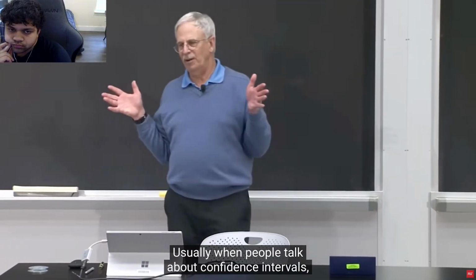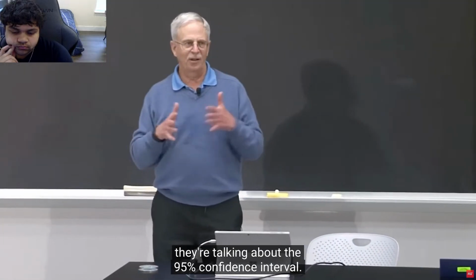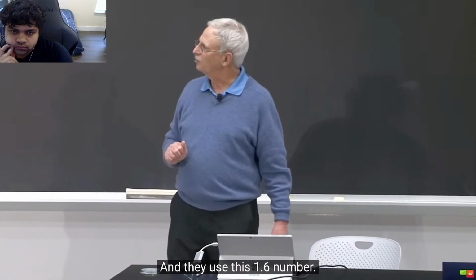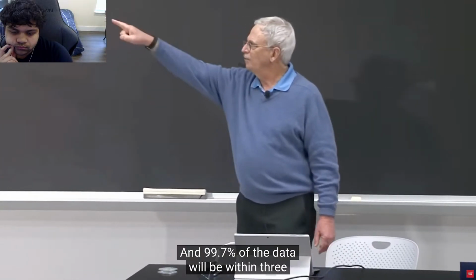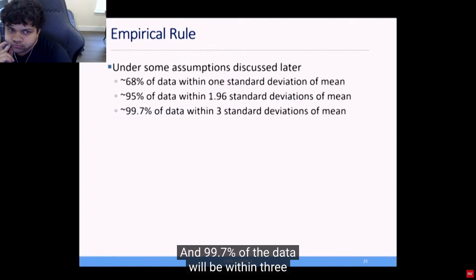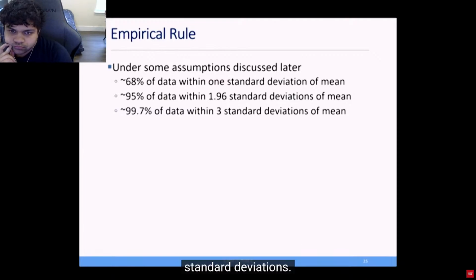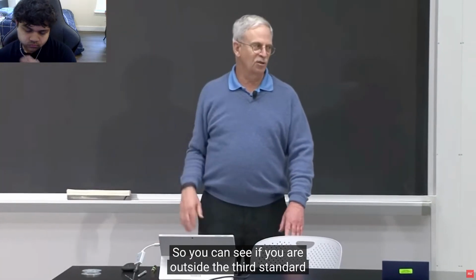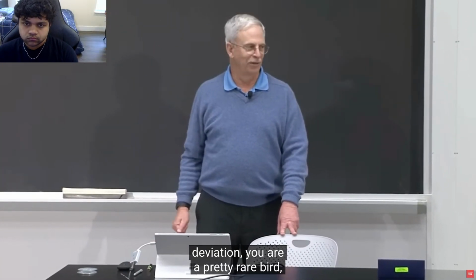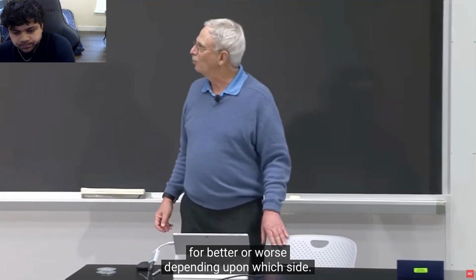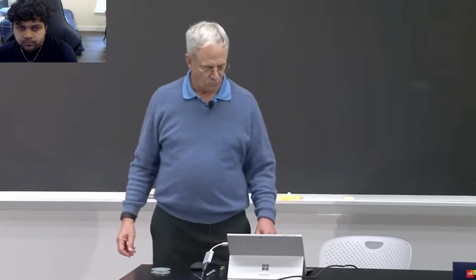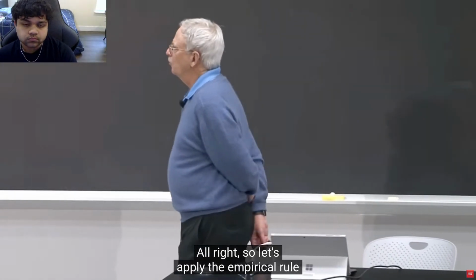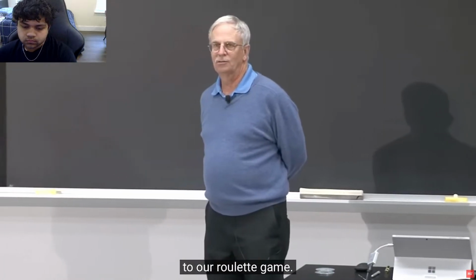And that's what people usually use. Usually when people talk about confidence intervals, they're talking about the 95% confidence interval, and they use this 1.96 number. And 99.7% of the data will be within 3 standard deviations. So you can see if you're outside the 3rd standard deviation, you are a pretty rare bird, for better or worse, depending upon which side. All right, so let's apply the empirical rule to our roulette game.